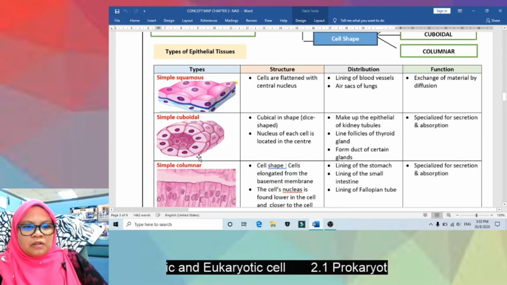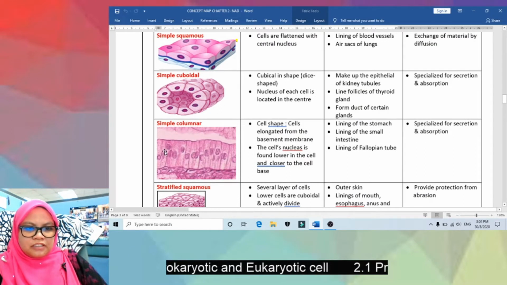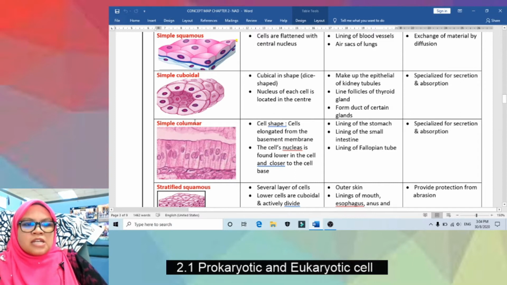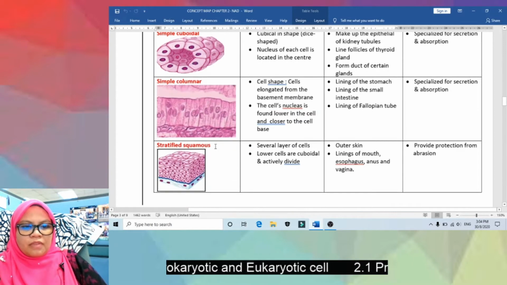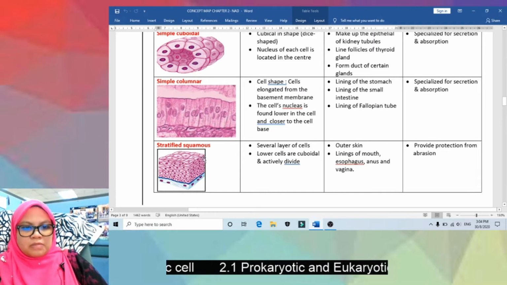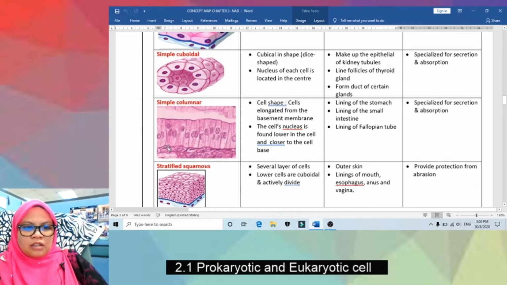This one is one layer, simple, and the shape is cuboidal, so the name is simple cuboidal. And this one is still one layer of cells, and the cells are elongated, so they represent columnar. So the name of this tissue is simple columnar. Then for this, you can see it is multi-layer here, so the name is stratified squamous. Here is not the epithelial cell, this one is membrane.